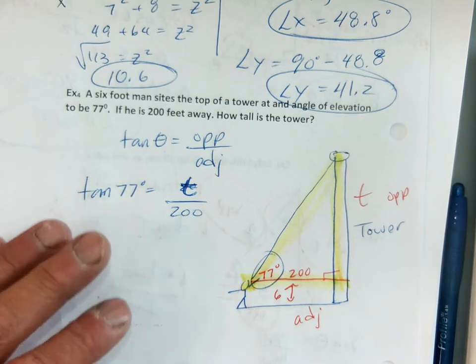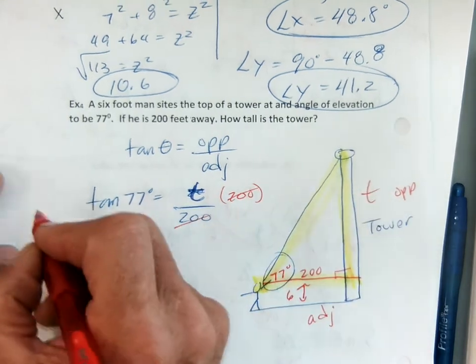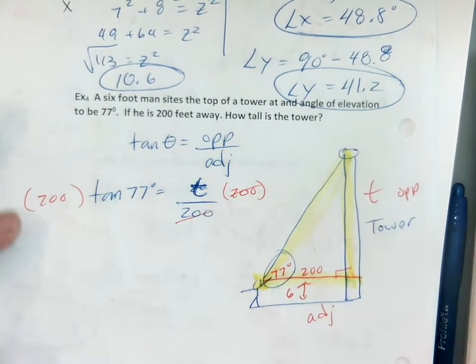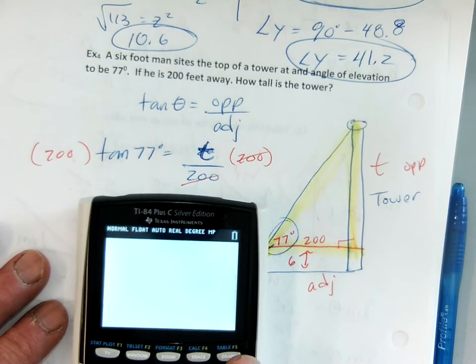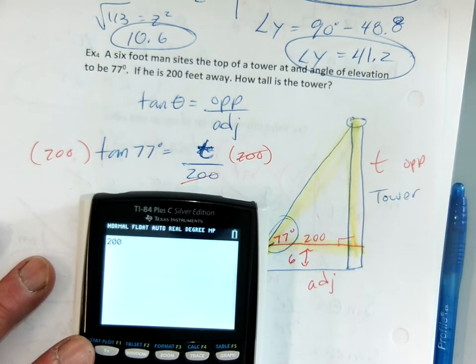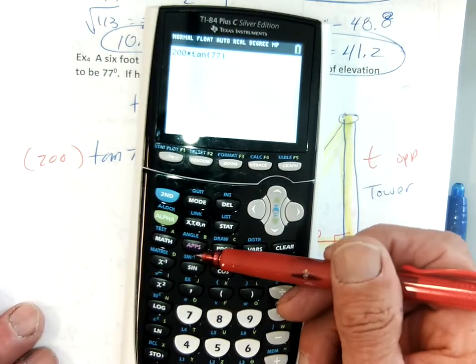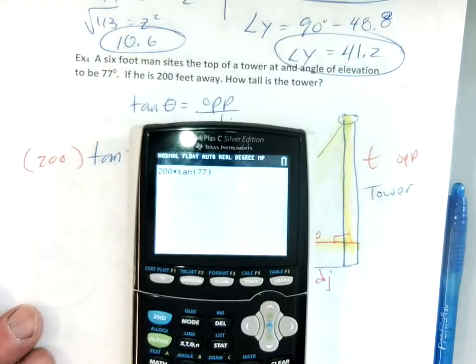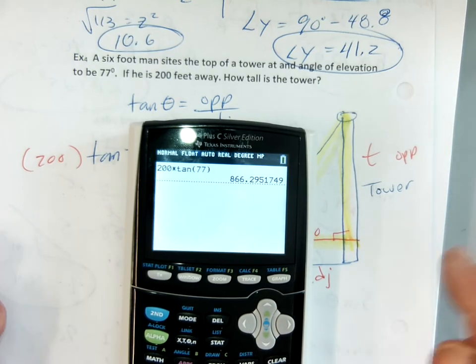And then to solve for this, I'll just multiply by 200 and use my calculator, okay? So I'm going to go 200 times the tangent of 77. I didn't use the inverse because I know the angle. Only push these blue buttons if you want to find an angle, okay? That's the only time you push those. Enter. So I got 866.3.